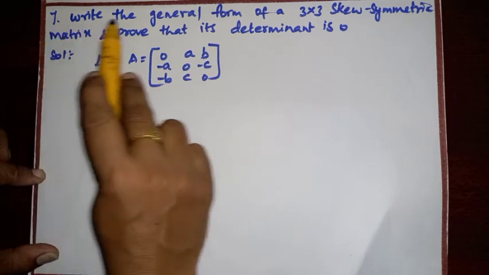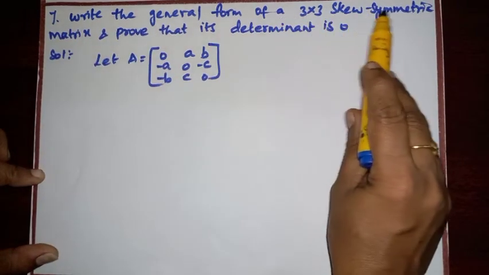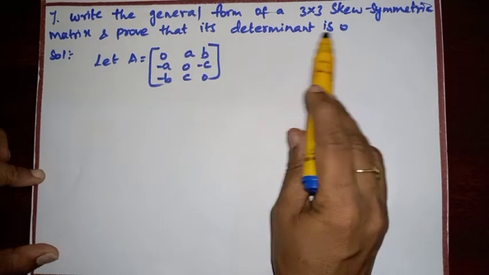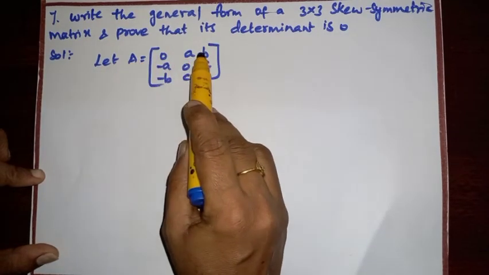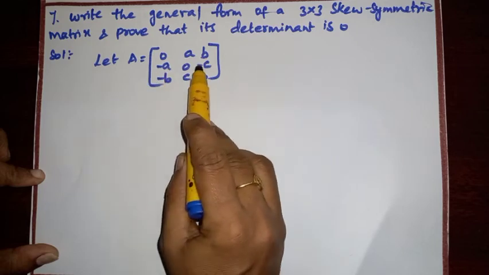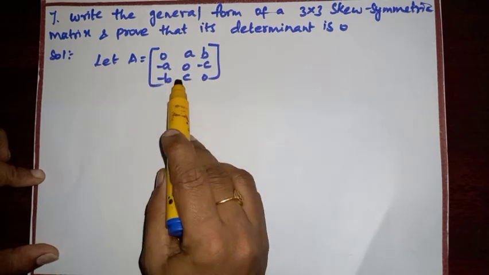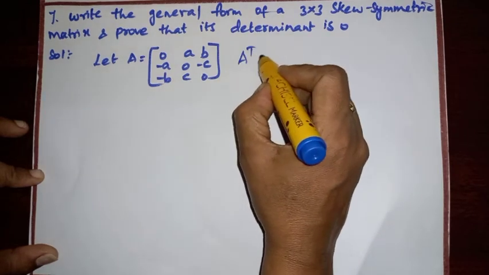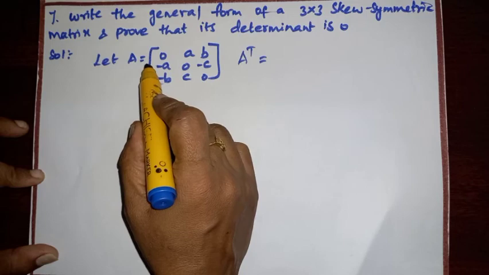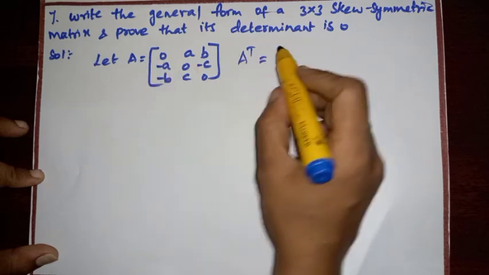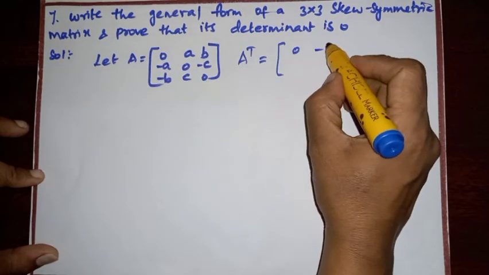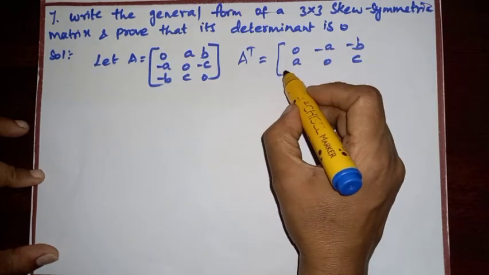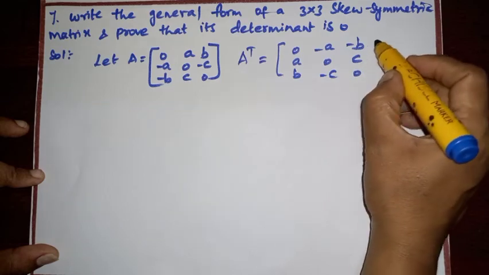Question number 7. Write the general form of a 3 cross 3 skew symmetric matrix and prove that its determinant is 0. Let A equal to 0, a, b as first row, minus a, 0, c as second row, minus b, minus c, 0 as third row. Now I am going to find A transpose. Transpose means we have to change row into column. So first column as first row, second column as second row, third column as third row.